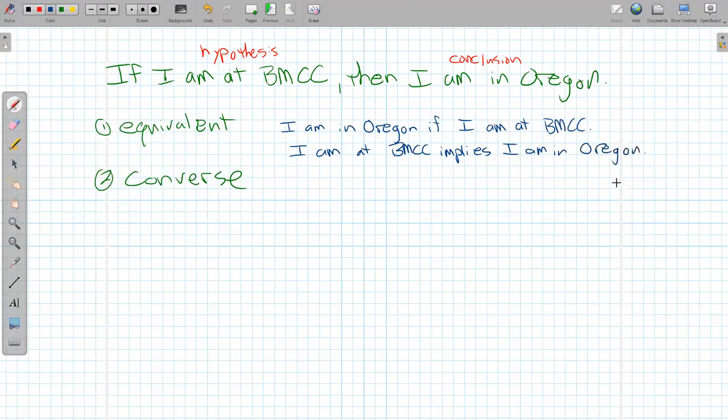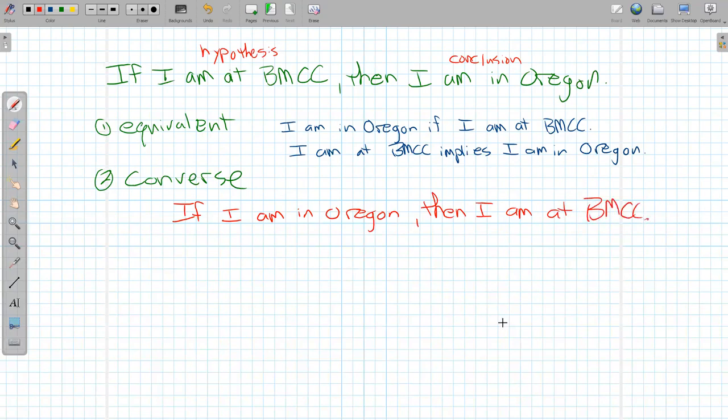So those blue ones are the two versions of equivalent statements to the implication. And then the converse I'll do in red. That's where we just switch places, but the if and then stay still. So I would go, if I am in Oregon, then I am at BMCC. All right, so that would be the converse.